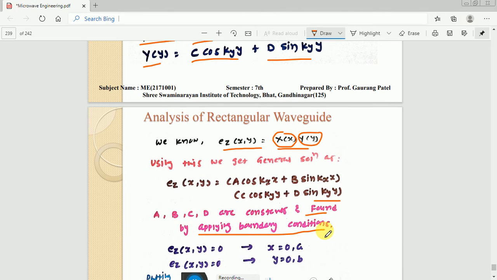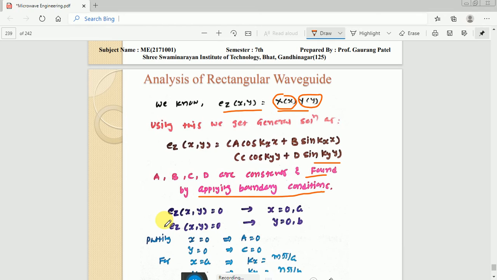Now let's apply boundary conditions and try to find the values of these constants. So which are the boundary conditions for Z? Z will be 0 at x is equal to 0 and x is equal to a. Similarly, Z is equal to 0 for y is equal to 0 and y is equal to b.